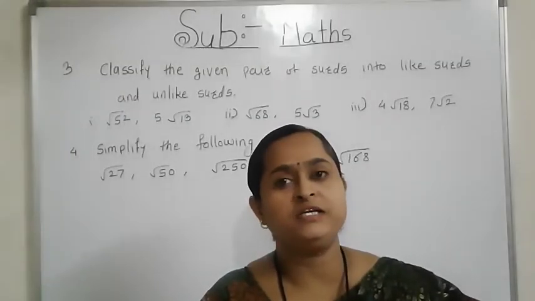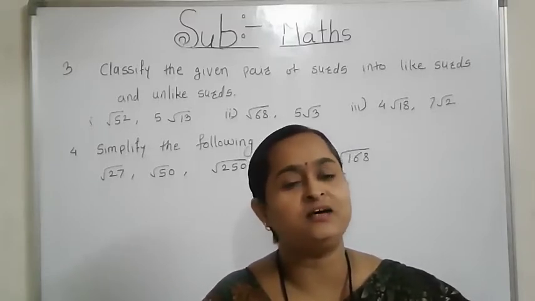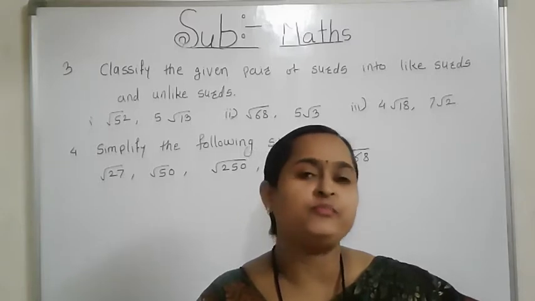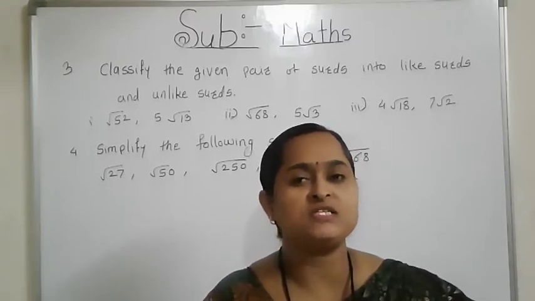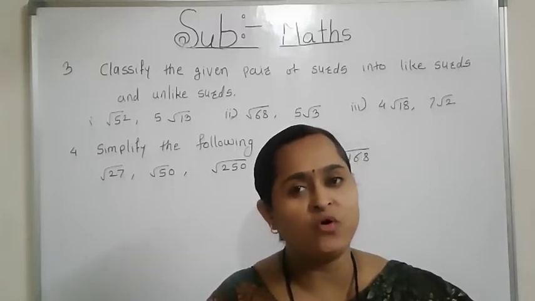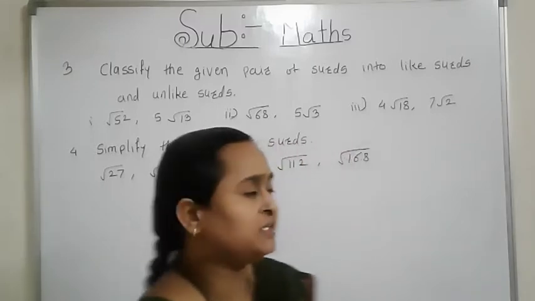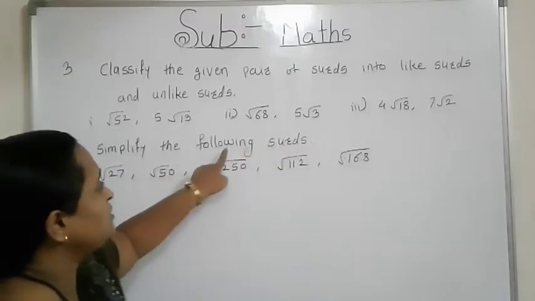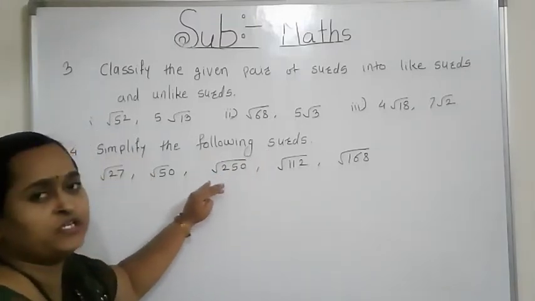Now question number 3 is, classify the given pair of surds into like surds and unlike surds. But before seeing these like surds and unlike surds, you must know the simplest form of the surd. So first we will see question number 4 and then we will see question number 3. Now let's see question number 3 first. Simplify the following surds.